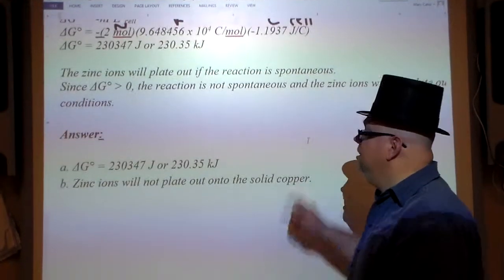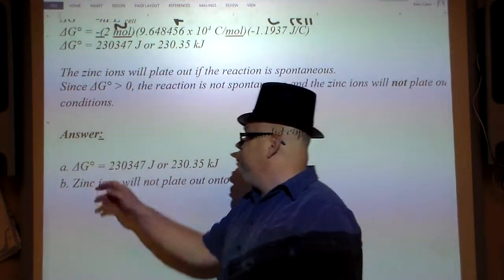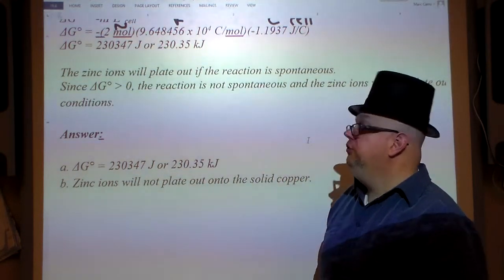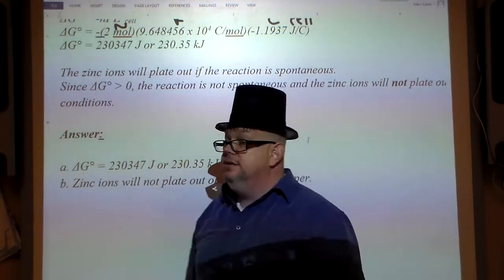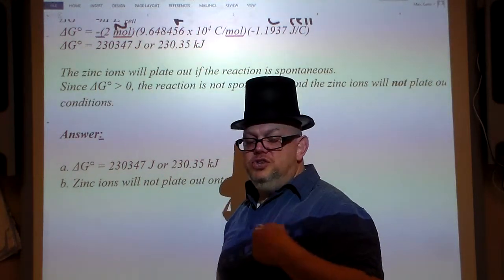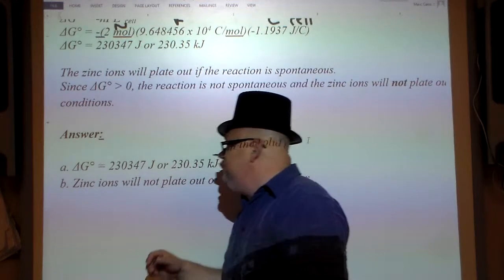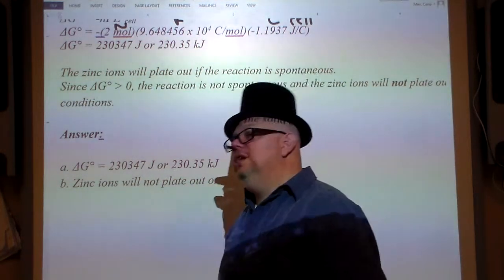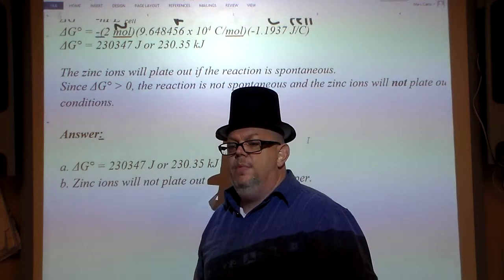So our final answer here, ladies and gentlemen, is delta G is about 230,000 plus joules. Okay, and that's our first answer, it's non-spontaneous because delta G is greater than 0. And here we got zinc ions will not plate out because the reaction isn't spontaneous.